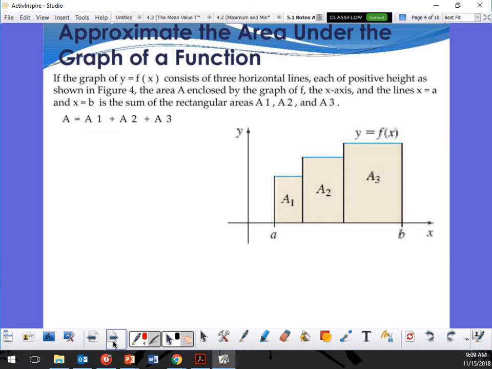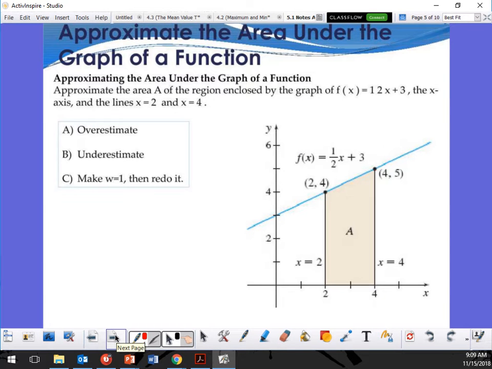So for this one right here, to get the area from A to B, I would have the area added of all 3 of those, right? Okay, good. So this is my n equal to 3 for this. Rectangular area. All right, approximate the areas of the graph of the function.